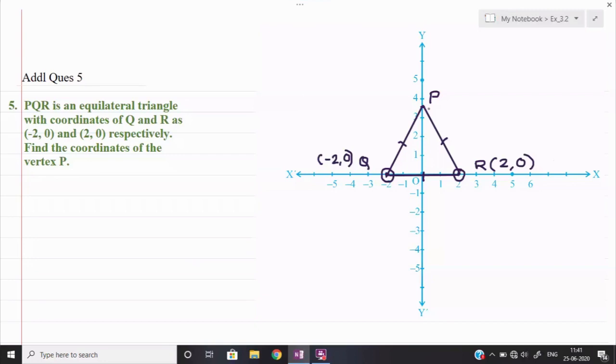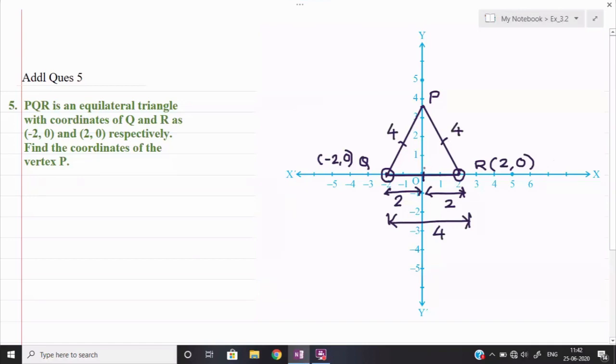Now observe Q to O. If I talk about this length, Q to O, it is exactly 2 units, because minus 2 to 0 is 2 units. In the same way, O to R is also 2 units. So the total value of Q to R is 4 units, and hence PQ will also be 4 units and PR will also be 4 units.